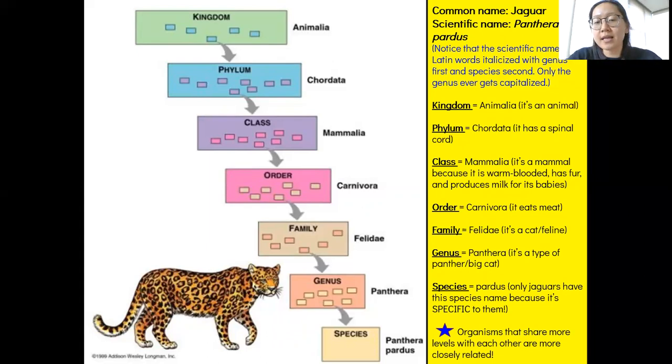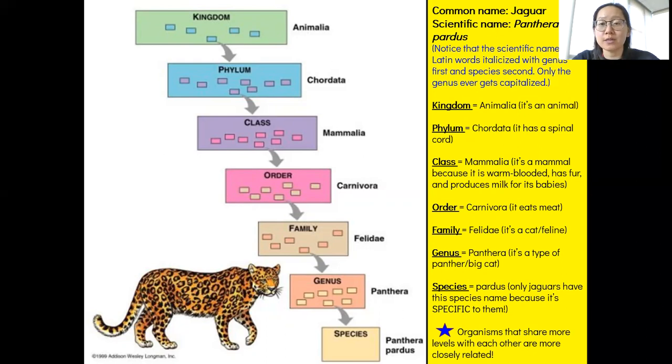Within that class, there's a specific order called Carnivora, which the jaguar belongs to because it eats meat as a carnivore. Within Carnivora, there is a family, Felidae, which is cats or felines. Within that family, there is a genus called Panthera, which is a type of panther or big cat. And as we know, jaguars are not house cats, they're big cats. And lastly, within the genus Panthera, there is pardus, which is only ever assigned to jaguars. It is specific and special to them, so it is a species name.